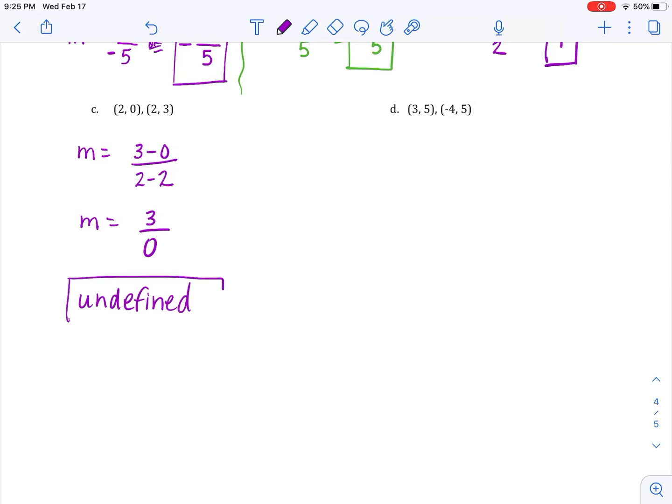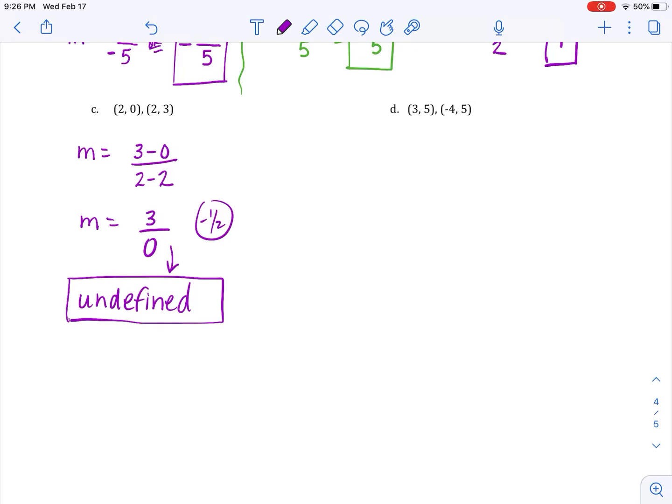And if you leave your answer as 3 over 0, I'm going to take off half a point because that doesn't really help me to understand if you realize that this is undefined. And undefined means we have a vertical line. So that's why it's important that you say it's undefined.